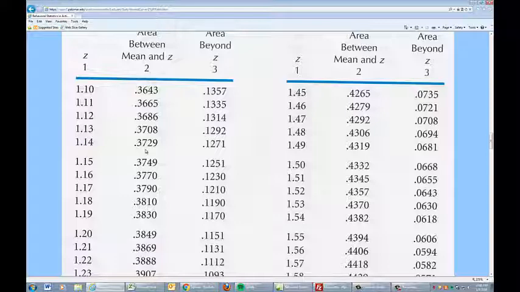So what we said in our problem, we want to take 0.3729 and subtract the column 2 value for 0.36, which is 0.1406. If we do that, we come up with a value of 0.2323. So basically, about 23% of people scored between 55 and 66 on the exam. Again, the answer for this problem is 0.2323.